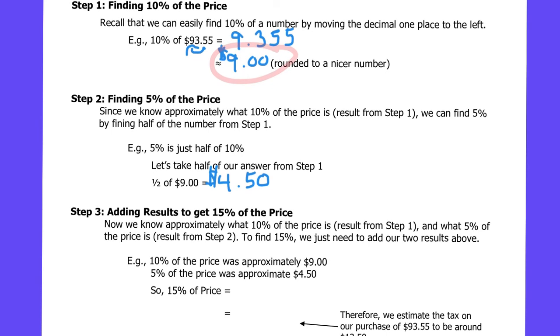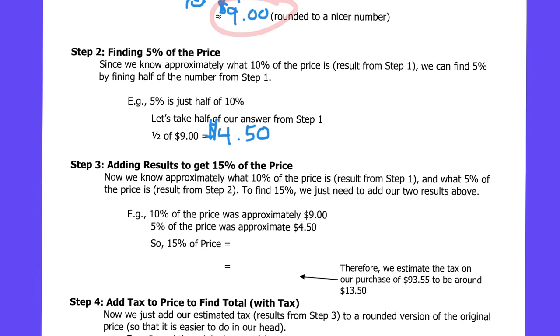two things together. So because 10% plus 5% gives us 15%, we just need our answers. So our $9 plus our $4.50 will give us what that 15% is as a money number. So we know that 15% of the price is just going to be our $9, so our answer from step 1, plus $4.50, so our answer from step 2.